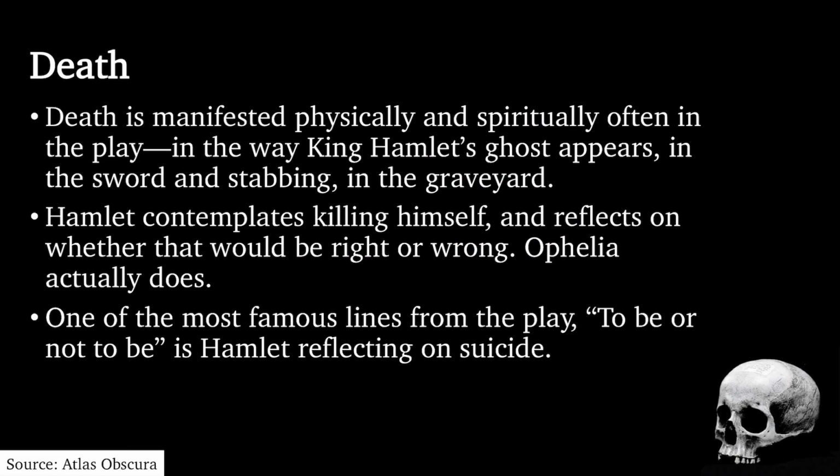So the main themes. The first major theme is death, because death is manifested physically and spiritually throughout the play. The play begins with death, the wandering ghost of King Hamlet, and it ends with death, as the entire royal family dies. With King Hamlet appearing as a ghost, the swords, the stabbing, the graveyard, the play is completely pervaded by death. Hamlet also contemplates killing himself in the very famous To Be or Not to Be scene, and he reflects on whether it would be right or wrong to commit suicide. And Ophelia actually successfully commits suicide. Obviously, one of the most famous lines from the play is "to be or not to be."